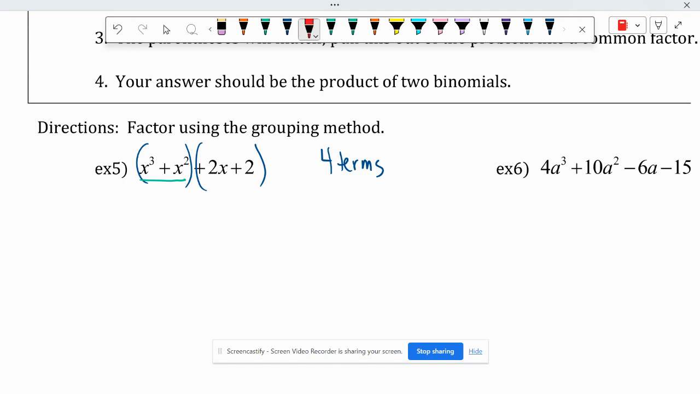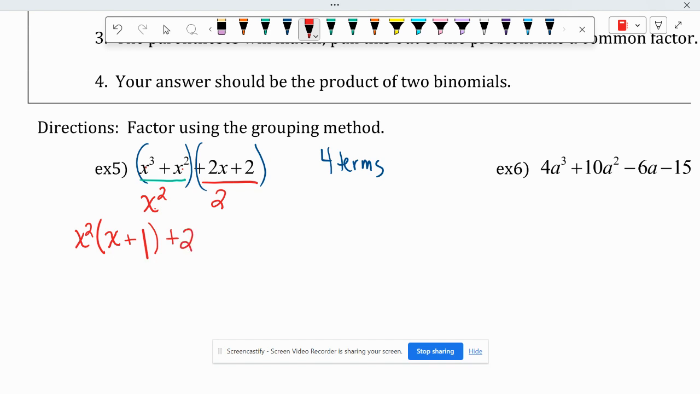Out of the first one, x squared. And out of the second one, a 2. Okay, so let's do that. When I take an x squared out of the first term, what is x cubed divided by x squared? X. And what is x squared divided by x squared? 1.